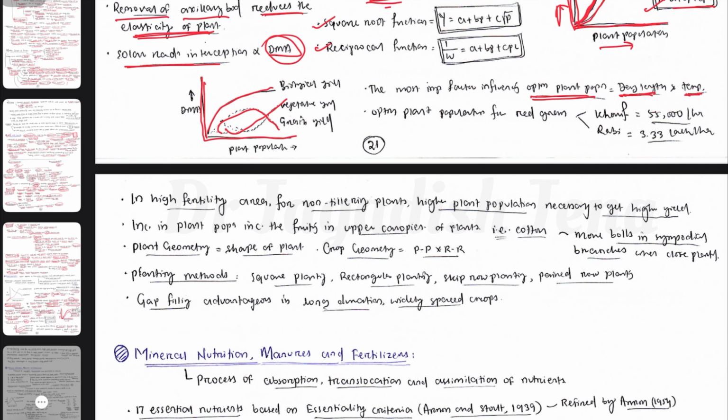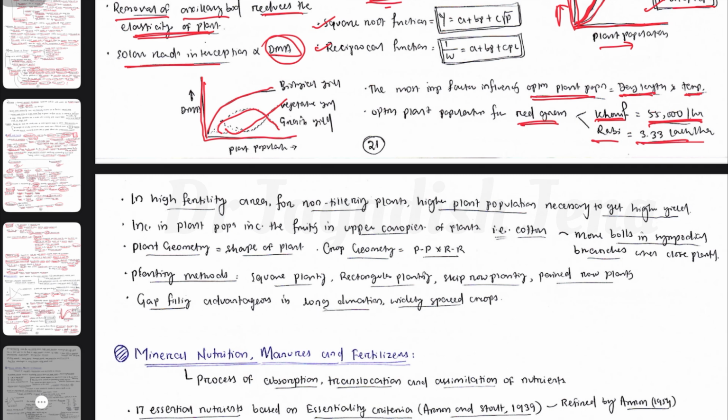Optimum plant population for red gram: this is one example. For kharif crop, it is 55,000. For rabi crop, it is 3.33 lakhs. In kharif crop, you are getting optimum moisture and optimum nutrition, so more vigorous plants will be there. That's why the spacing is increased and the plant population is reduced significantly.